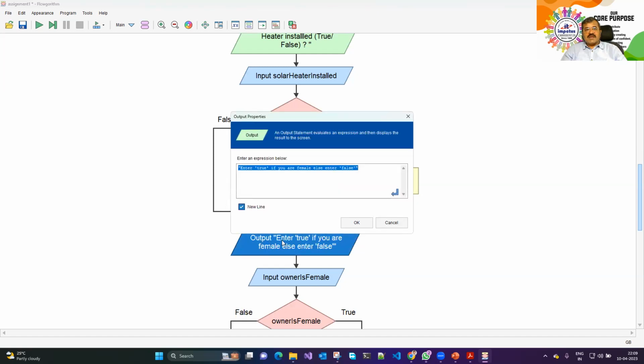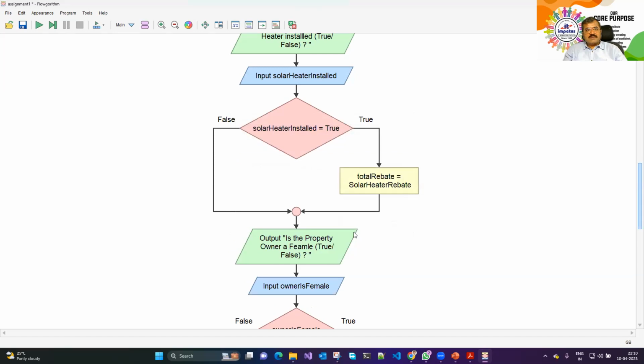Again, we are asking you to enter true if you are a female, otherwise enter false. So the operator may be a male, but the property may be of the female. So is the property owner female or male? That's what is important. I'll just ask a simple question. I'm saying, is the property owner a female? True or false?